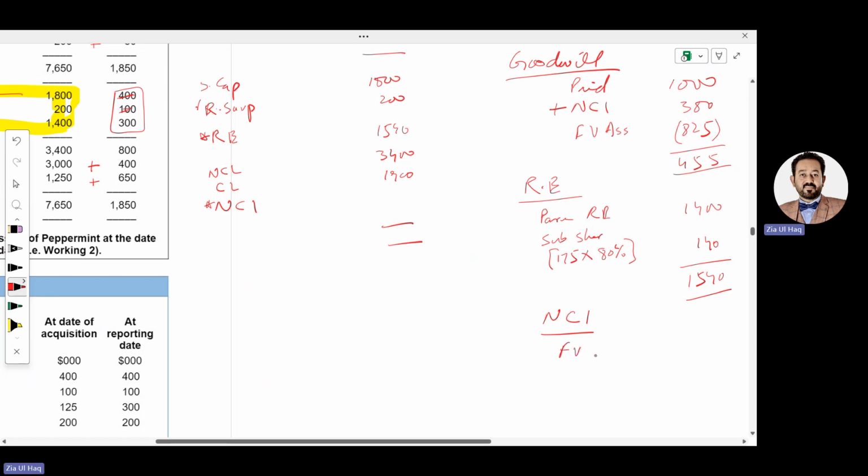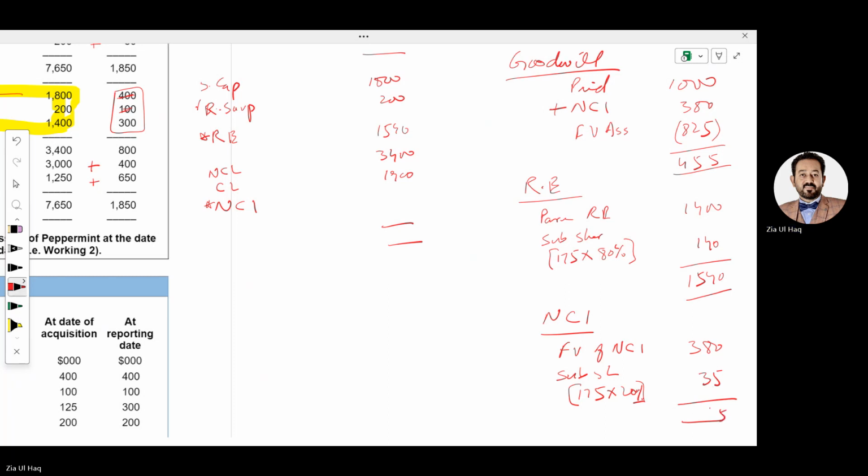And now we need to calculate non-controlling interest. The fair value of non-controlling interest is given in the question, 380, and the subsidiary's share of 175, they need 20%. So that will be 35. Altogether it will be 415.